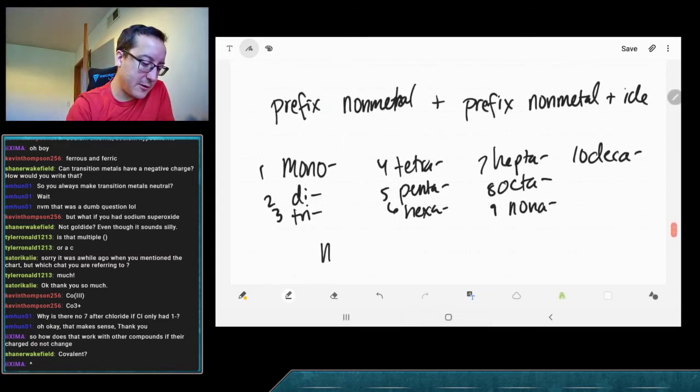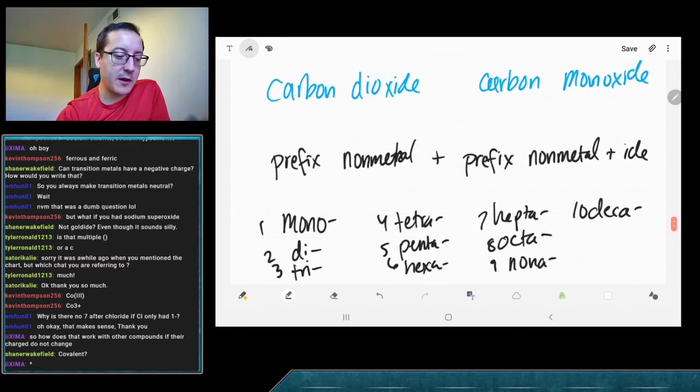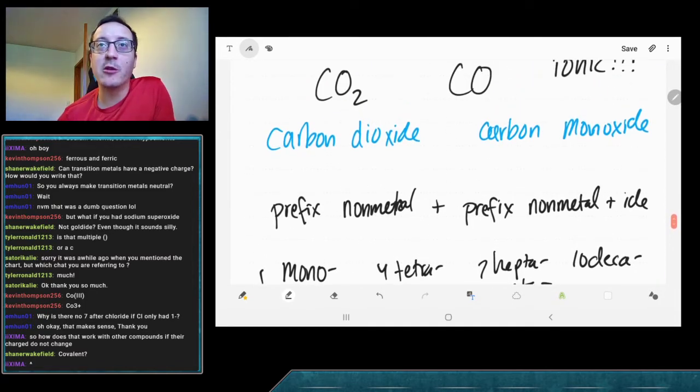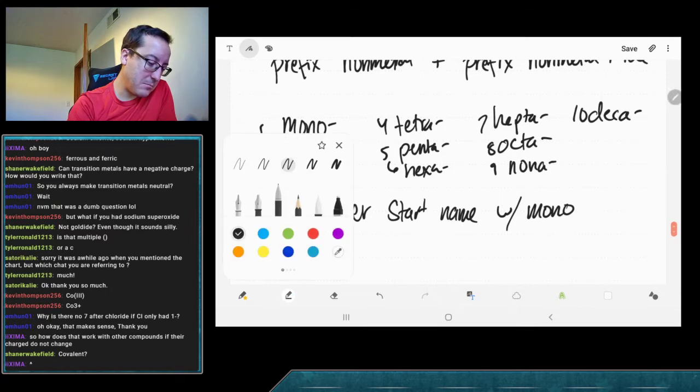We never start a name with mono. So even though there's only one carbon in both of these examples, we don't say monocarbon dioxide or monocarbon monoxide, because we understand if there's no prefix, there's only one. So just again, standard, we don't ever start a name with mono. These are pretty easy.